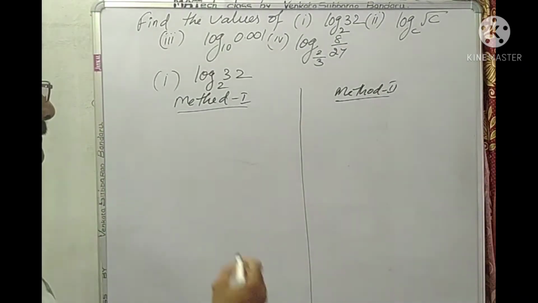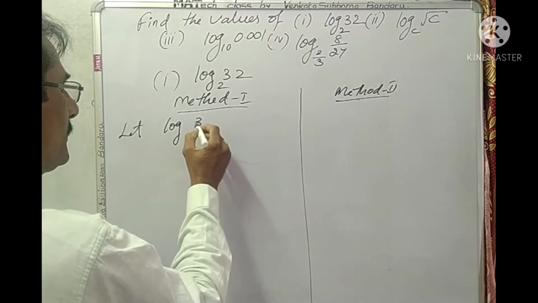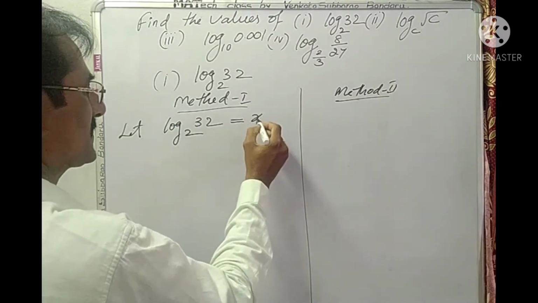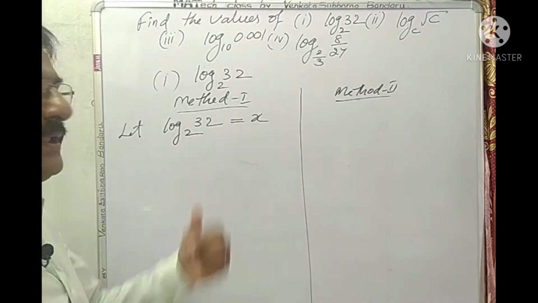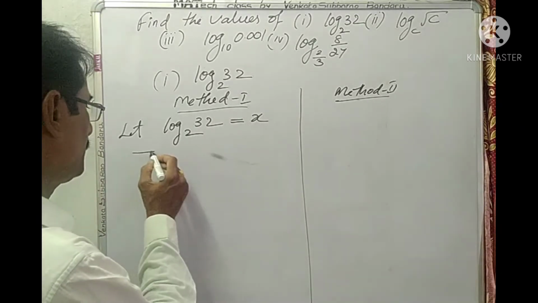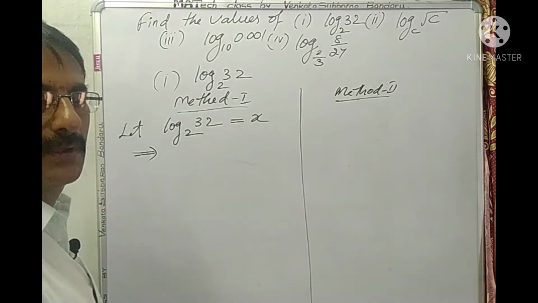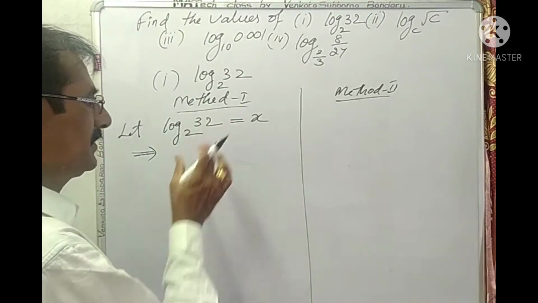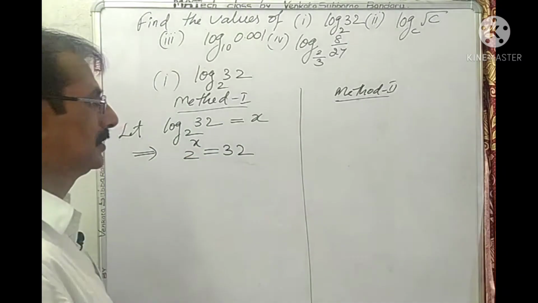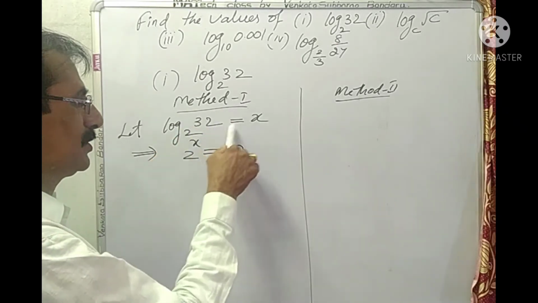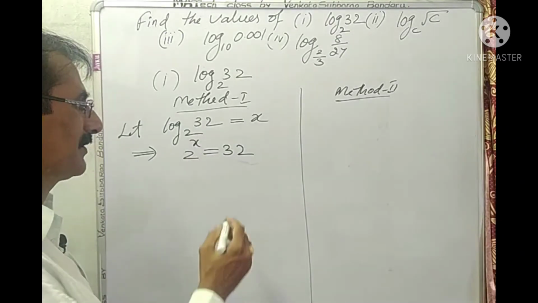In the first method, let log 32 base 2 be x. Now change it into exponential form. It is in logarithmic form. Already you know the definition of logarithm. By the logarithm definition, we can write 2 power x equal to 32. Log n base a equal to x, then a to the power of x equal to n. It is the definition of logarithm.